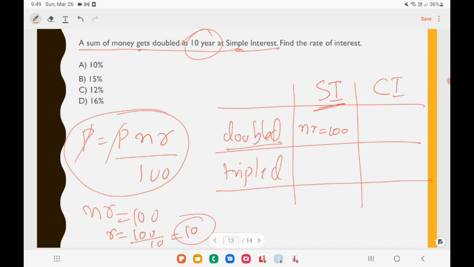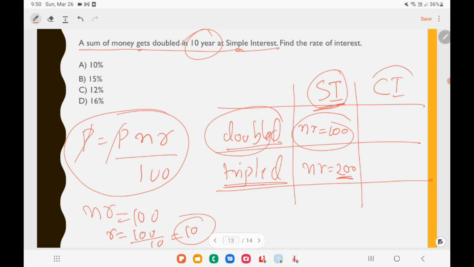But if you can remember, you can just remember that if money gets doubled at simple interest, then N into R will be equal to 100. If money gets tripled at simple interest, NR will be equal to 200. So it's always one less. Tripled means 3 times, but NR will be equal to 200. If it's quadrupled, NR will be equal to 300. If the amount of money gets 5 times, NR will be equal to 400. In that way it goes.